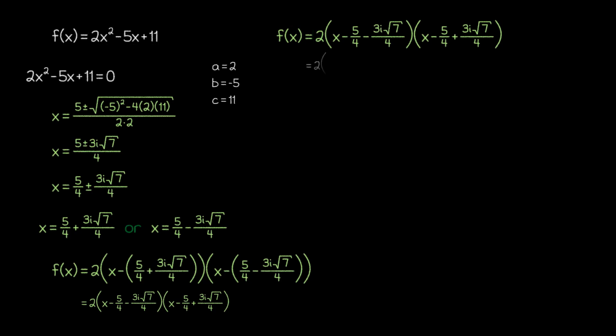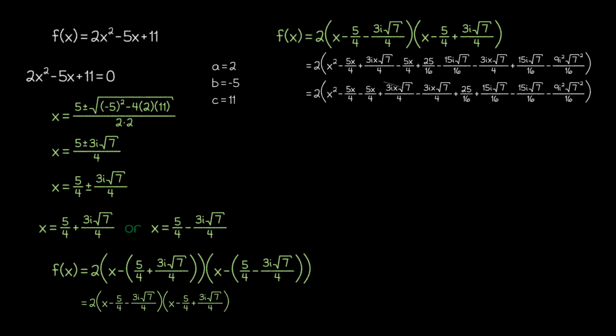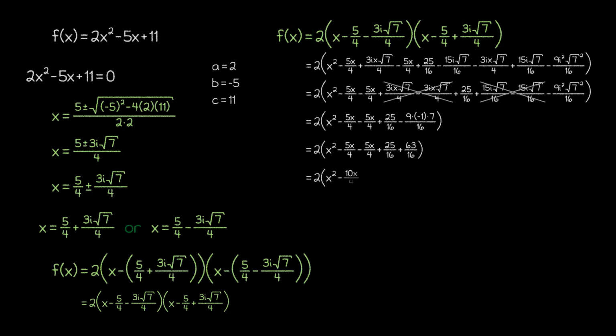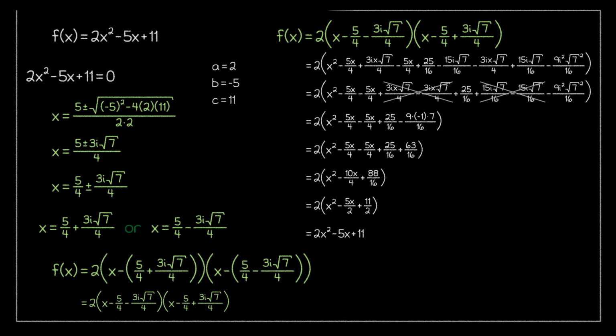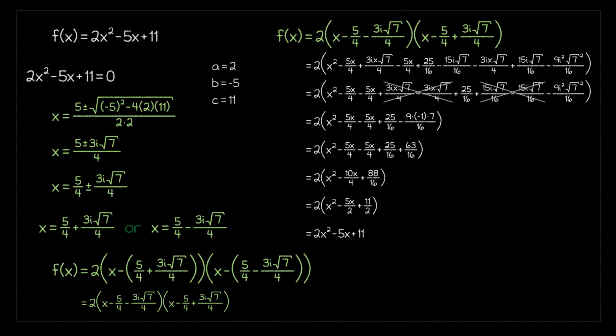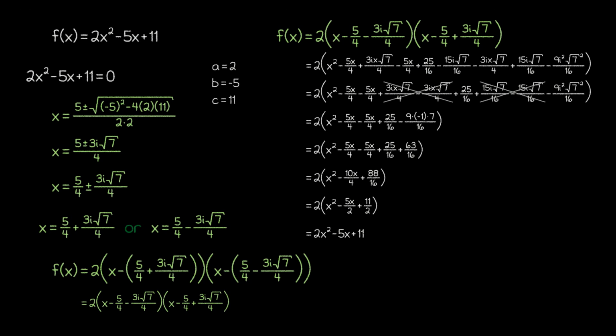We'll once again do the proper distribution to verify that this is the correct factored form, and once we do that, we'll see that we were spot on. This is how we can factor quadratic expressions that don't have nice numbers. And with this knowledge, we should now be able to factor any quadratic expression.